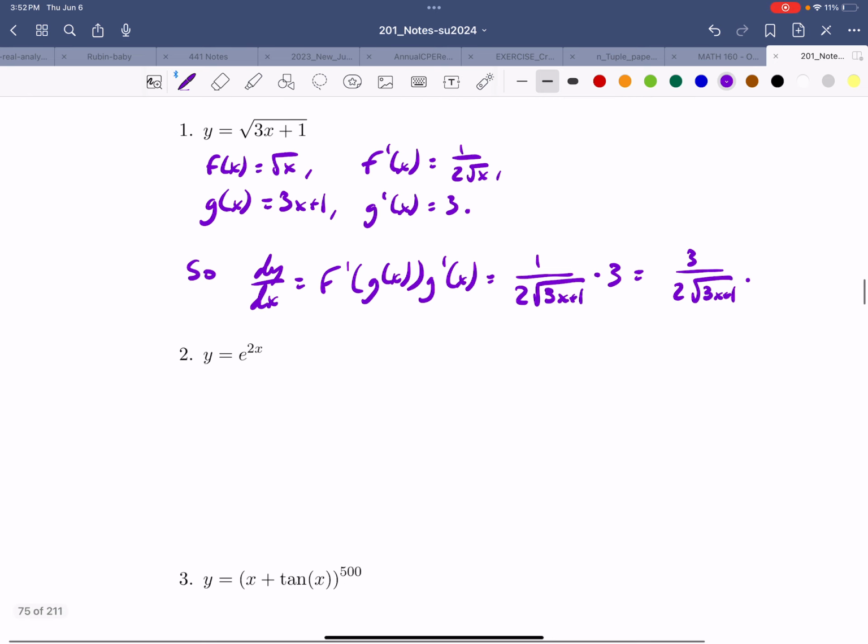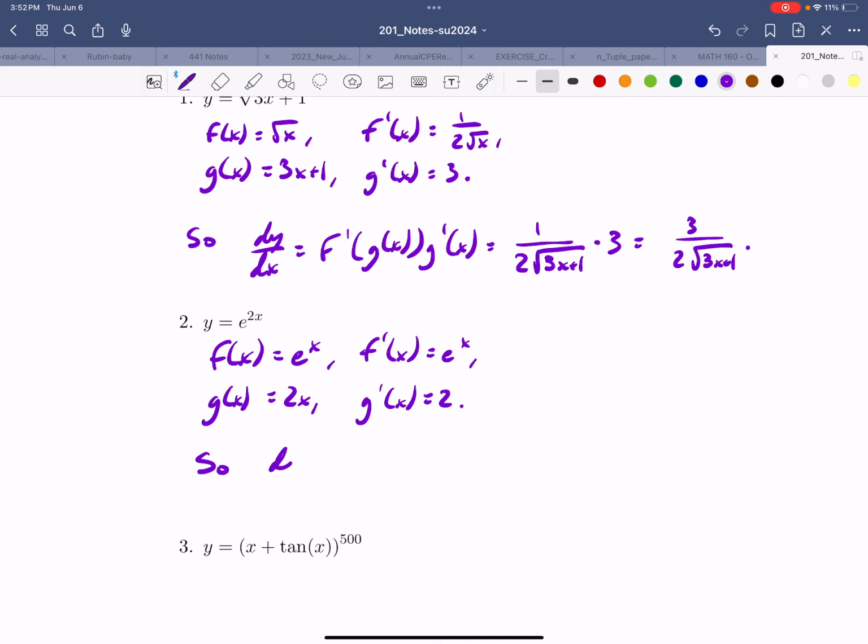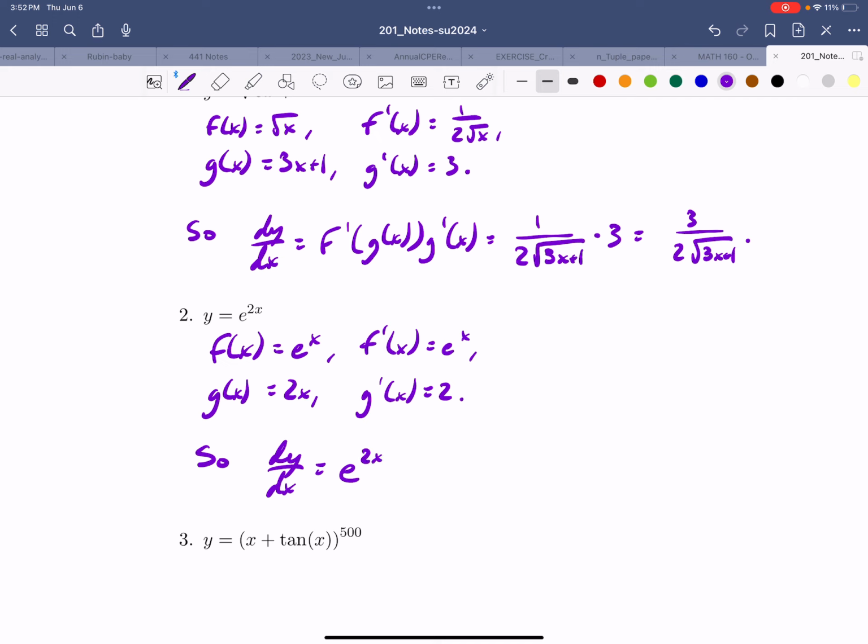Okay? Y equals e to the 2x. We know our answer is 2e to the 2x. We already did it out. But now, if we have f of x equals e to the x, which I guess means that f prime of x also equals e to the x. And then I guess we also have that g of x equals 2x, and g prime of x equals 2. So here dy over dx equals, again, f prime of g of x times g prime of x. So that's going to be e to the 2x times 2, which is 2e to the 2x, as promised.